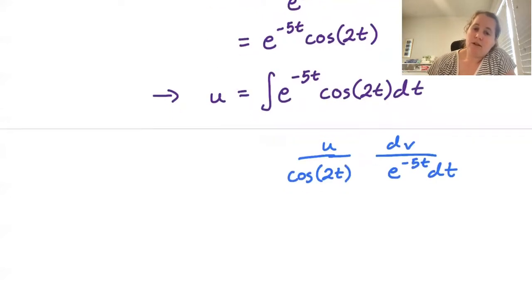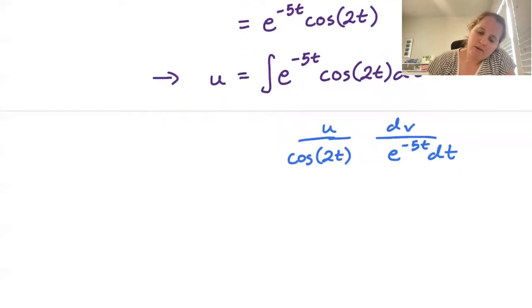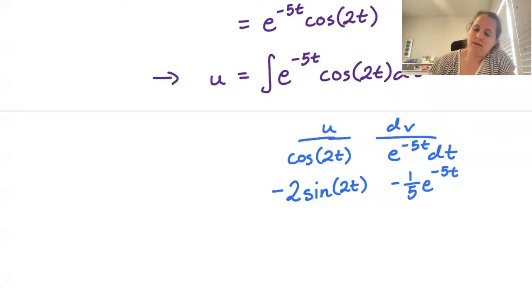Doing our differentiation down the side, we have derivative of cosine is negative sine, and then chain rule, we'd have a negative 2 times sine of 2t. On the right, we would have negative 1/5 e to the negative 5t. The integral coming from that involves sine. That's not useful. Let's go one more time. Taking the derivative on the left side, we would have negative 4 cosine of 2t. And on the right, we will have 1/25 e to the negative 5t as we integrate.